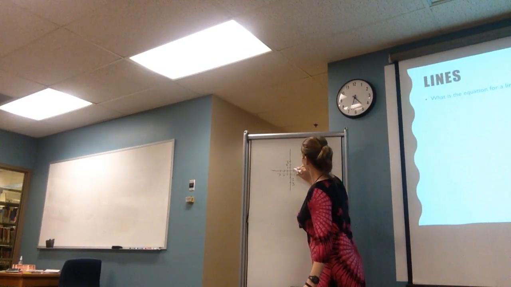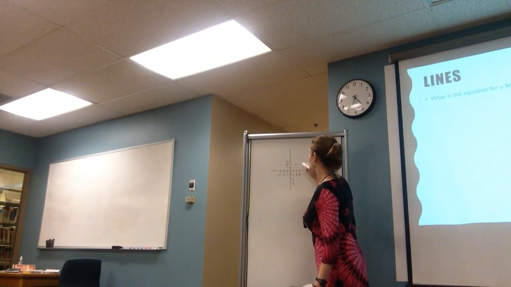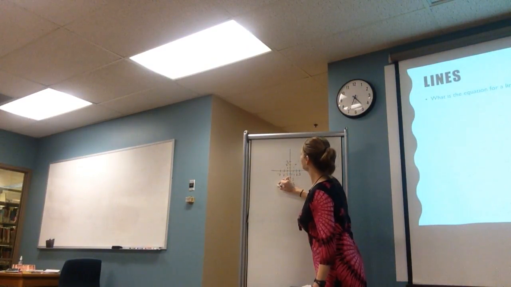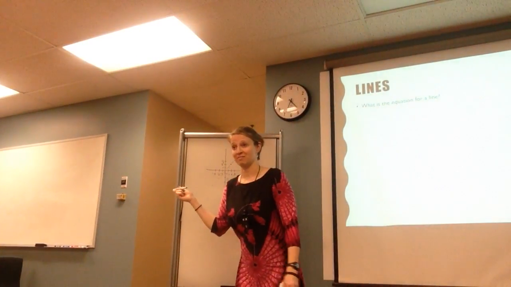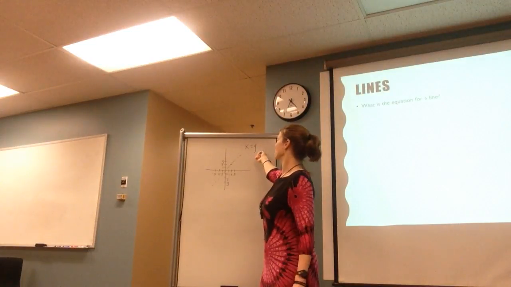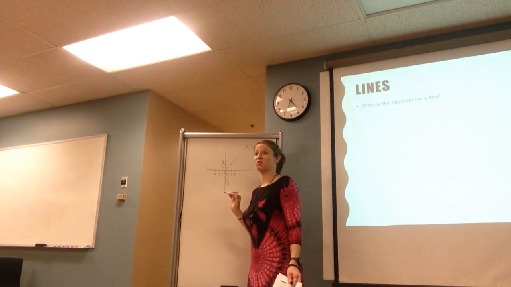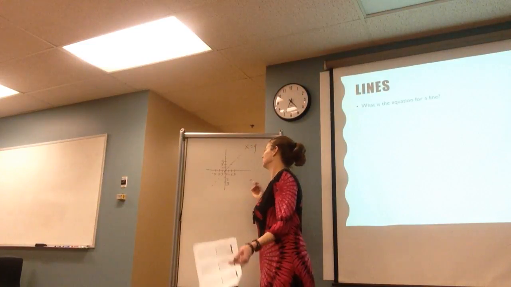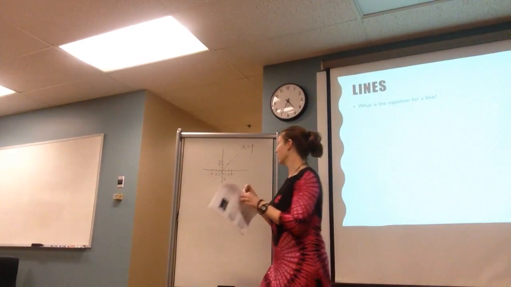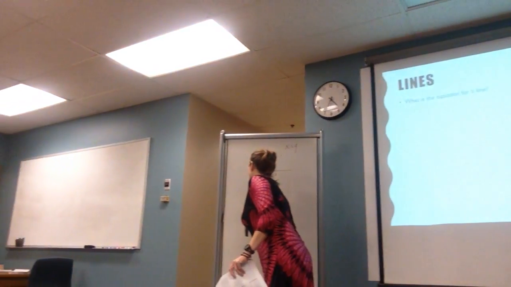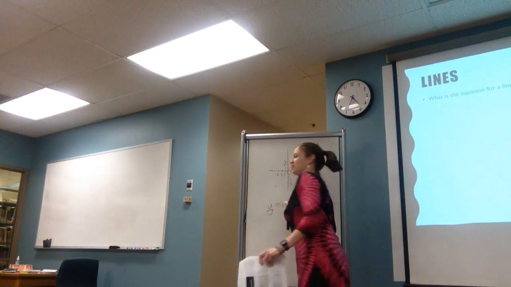When I have x is 1, y is 1. When I have x is 2, y is 2. When I have x is 3, y is 3. So it is the equation of a very specific line. It's the equation of a line where my y-intercept is 0 and my slope is 1. Okay, so the equation of a line is y equals mx plus b.